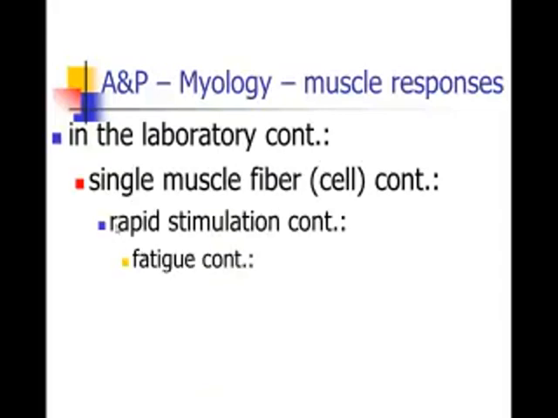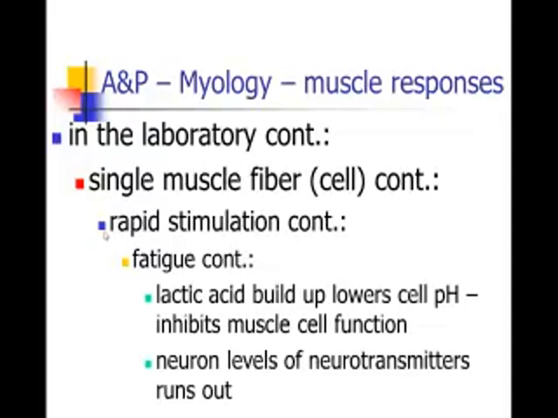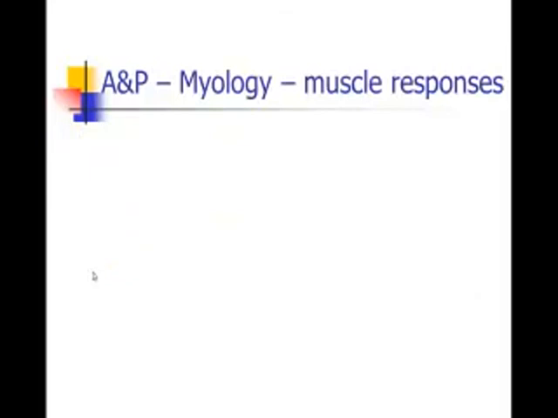So lactic acid is going to start to build up. That lowers the pH inside the cell. That inhibits muscle cell function. And eventually the neurotransmitter is going to run out if you keep stimulating fast, fast, fast. And at that point, then the stimulation stops.